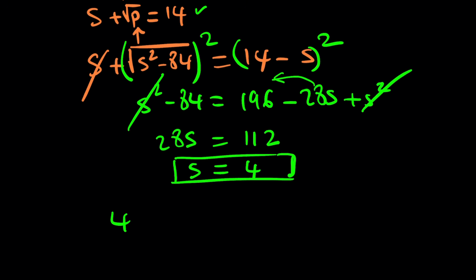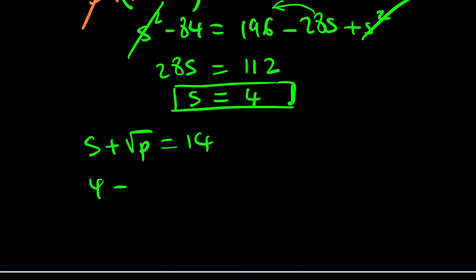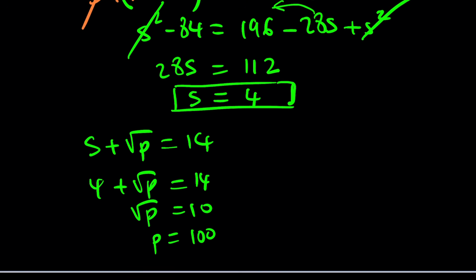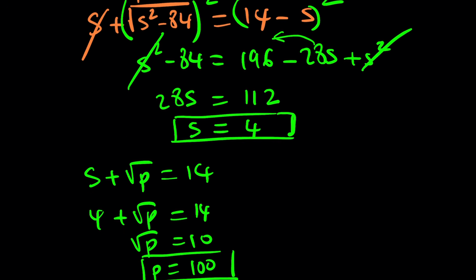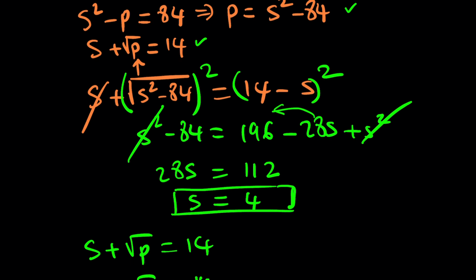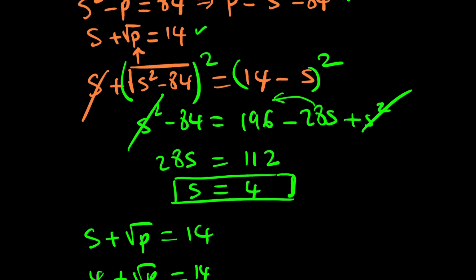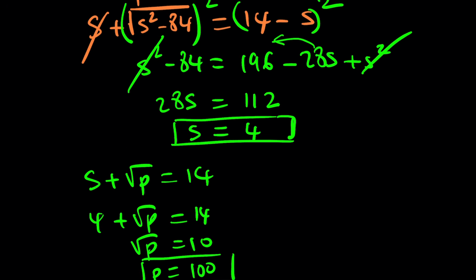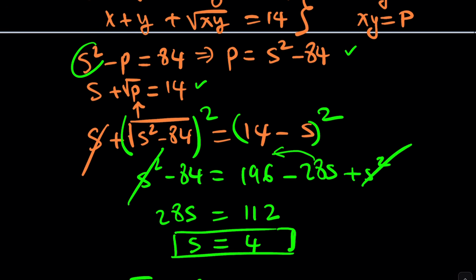Let's go ahead and use the first one. s equals 4. So we have, let me copy that equation here so you can see better. s plus the square root of p equals 14. Replace s with 4. 4 plus the square root of p equals 14. And from here, square root of p equals 10, which means p equals 100. Beautiful, right? Well, maybe, maybe not. Who knows? Now, by way of substitution, if we did it correctly, we should be getting the same value of p. But what happens if you use the other equation, right? s squared minus p. Well, if you plug it in here, s squared would be 16. 16 minus p equals 84.